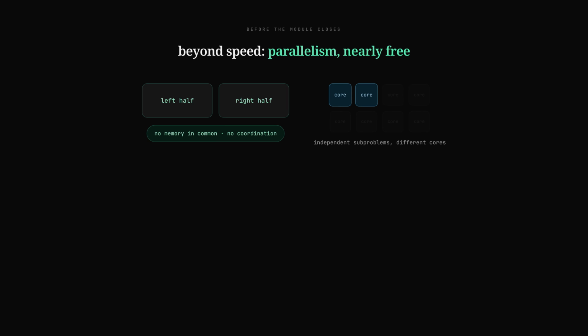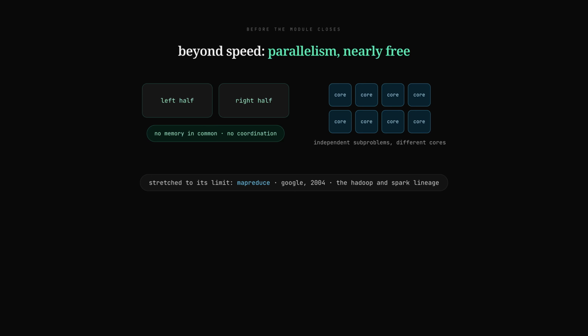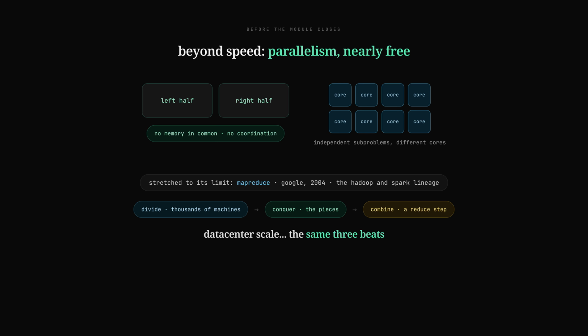First, what the shape buys beyond speed, parallelism, nearly free. Merge sort's 2 halves share nothing. No memory in common, no coordination. Independent subproblems can run on different cores, then 4, then 8. Stretch the idea to its limit and you get MapReduce, Google's 2004 framework and the Hadoop and Spark lineage after it. Divide a job across thousands of machines, conquer the pieces, combine in a reduce step. Data center scale, same 3 beats.